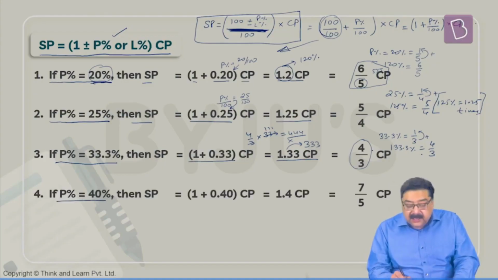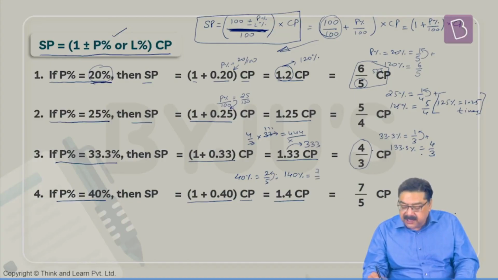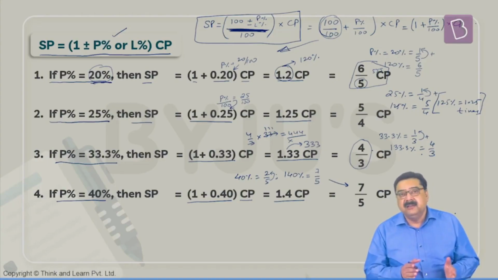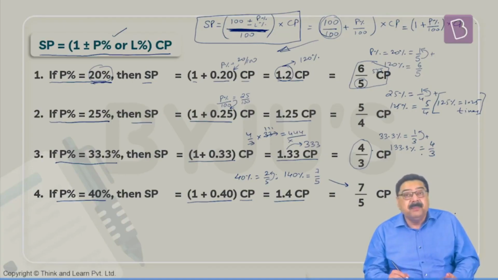So if profit percent is 40%, then selling price shall be 1 plus 0.4 times CP, that is 1.4 CP. Once again, 40% is 2 by 5. Then 140%, which is 1.4 times, shall be equal to, this 5 gets added to the numerator, so becomes 7 by 5, as we can see here. So such conversions you should be very good at. And for that, do not forget the fraction to percentage and percentage to fraction conversions, as we learned during the discussion of the topic percentage.